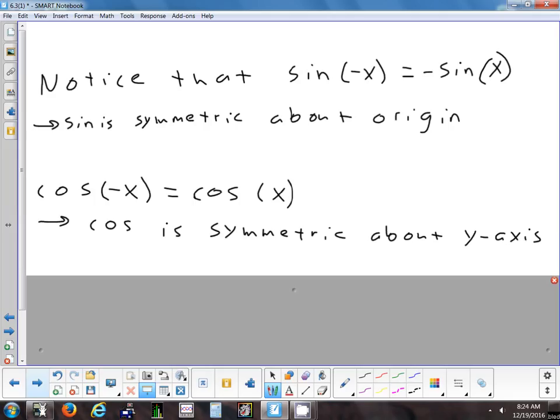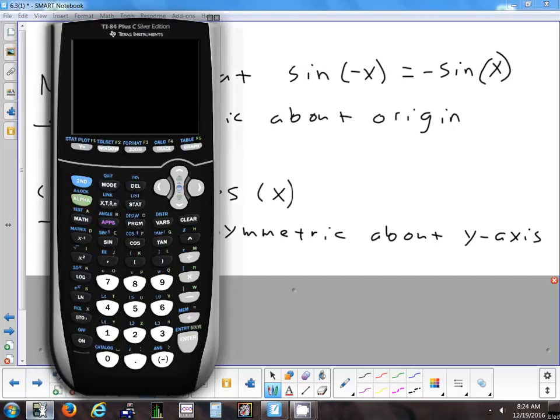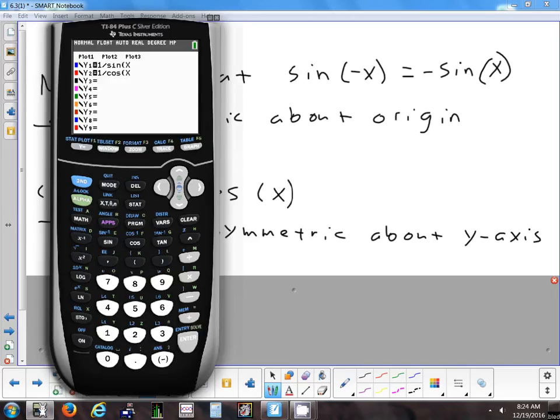Okay, a couple things that nobody mentioned when I showed the graphs is that sine is symmetric about the origin. So if I graph sine again, and if you don't do the right zoom, that's how your trig function will look. I've got to do zoom 7, and now it'll look the way it should. It's because I didn't have a good window. And it's symmetric about the origin.